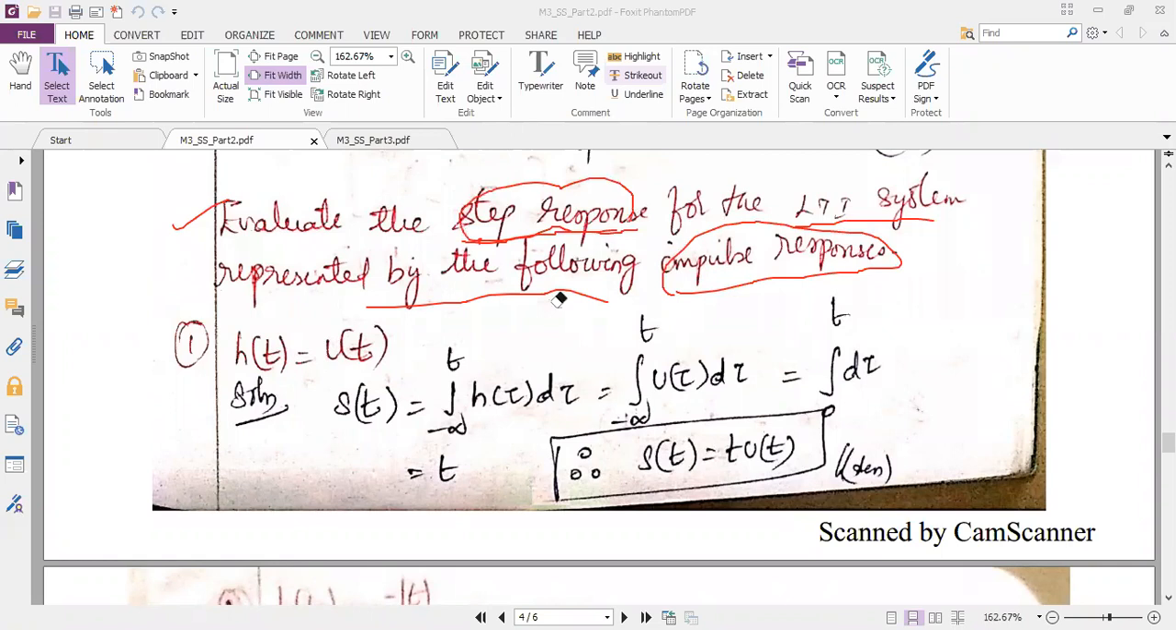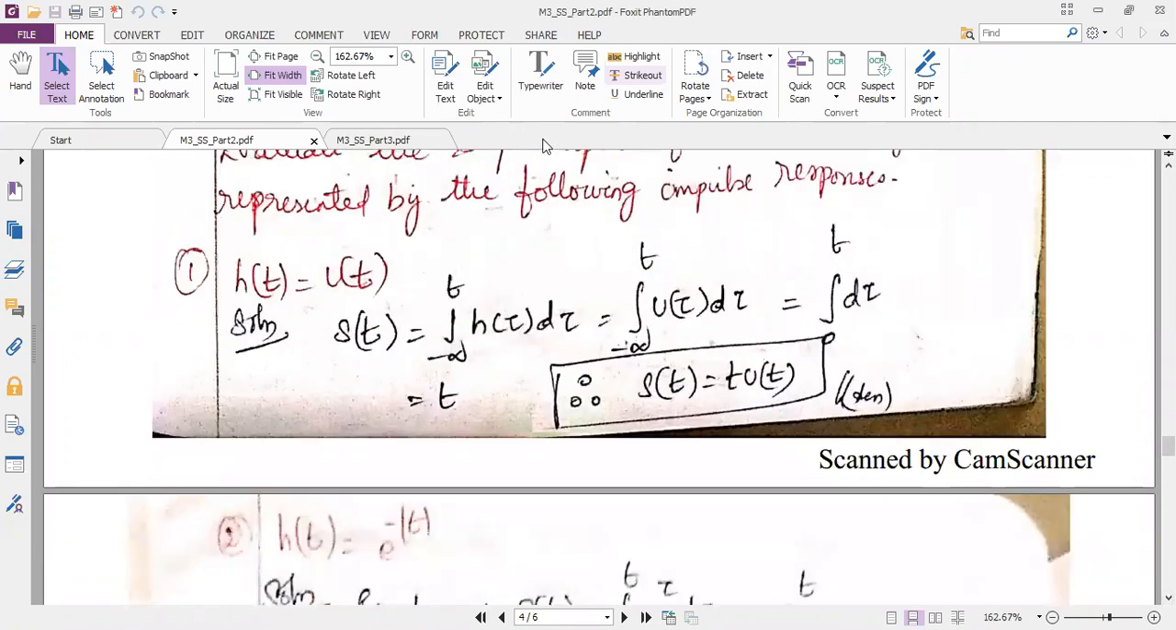Already when we discussed the properties, we discussed the formula to find out the step response. So using that formula, we are going to solve the problem. I want you to just copy the first question. It is a simple question. My impulse response h of t. I am doing the continuous time signal as well as the discrete time signal today. So here this is a continuous time signal.